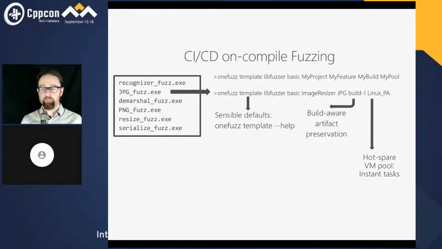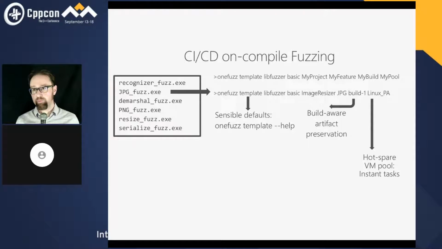Continuous integration on compile fuzzing. So we talked a bit about how developers want reliable recipes that just work. This is the default command line for getting a fuzzing job launched in the cloud. And we're going to fuzz a component out of our sample image processing application. Start with a template, take the image resizer project, JPEG functionality, build number 1, and the Linux available pool.